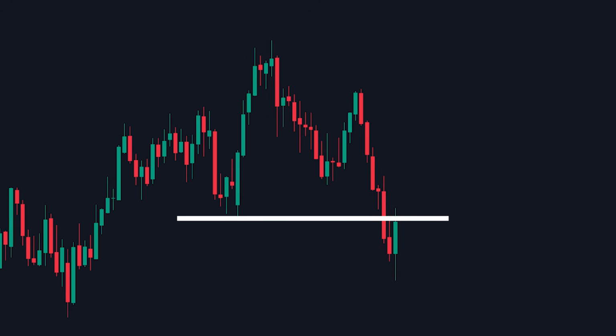And here's a detail that separates a real CHoCH from a fake one. Before the break, look at what price failed to do. If the uptrend tried to make a new higher high and couldn't, printing a lower high first, and only then broke the low, that's a much stronger reversal signal. The trend showed weakness before breaking.